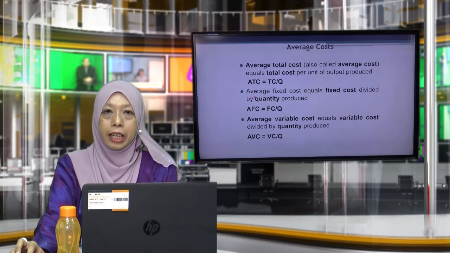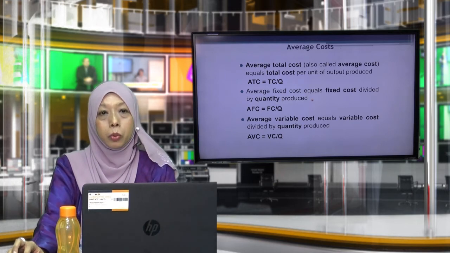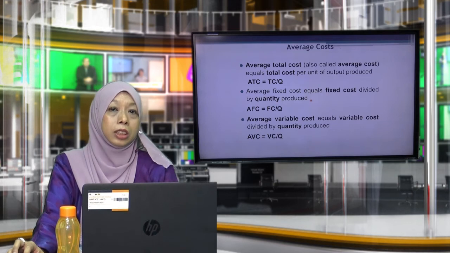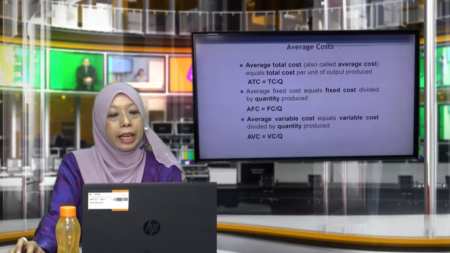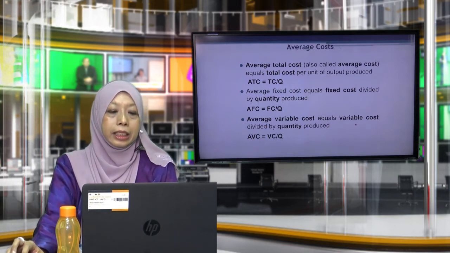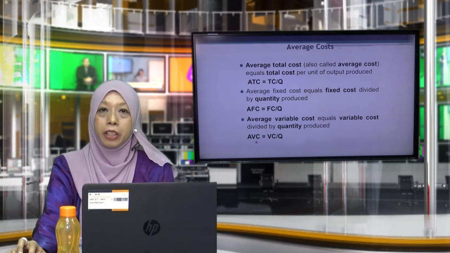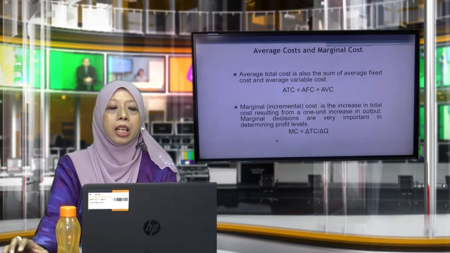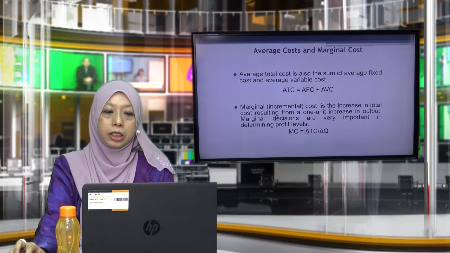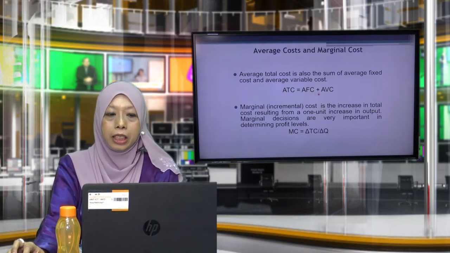The second average cost concept is average fixed cost, which equals fixed cost divided by quantity produced. In other words, average fixed cost enables us to identify the fixed cost per unit of output, measured by FC divided by Q. The last one, average variable cost, is defined as the variable cost divided by quantity produced, or in other words, it measures the variable cost per unit. So you simply take variable cost divided by Q. Now, the average total cost in the short run is the sum of average fixed cost and average variable cost, or in mathematical terms, ATC equals AFC plus AVC, average variable cost.